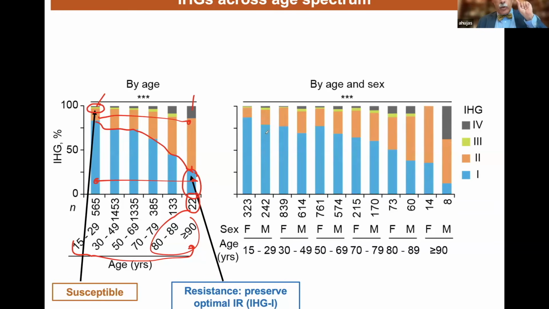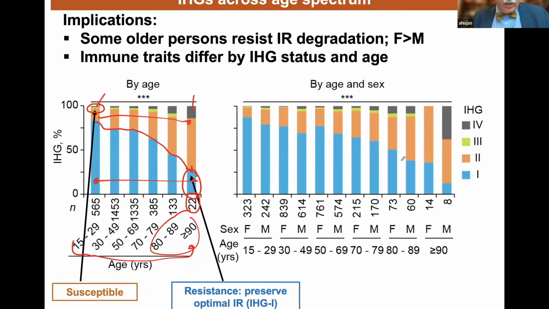Across age, these are female and male. Males have a greater propensity to degrade their immune health grade 1 across age. So this is sexually dimorphic across age, including postmenopausal. It's not all hormones. So the take-home message is that some people resist degradation. The resistance is greater in females than males, and immune traits differ by two factors: age and the health grade.